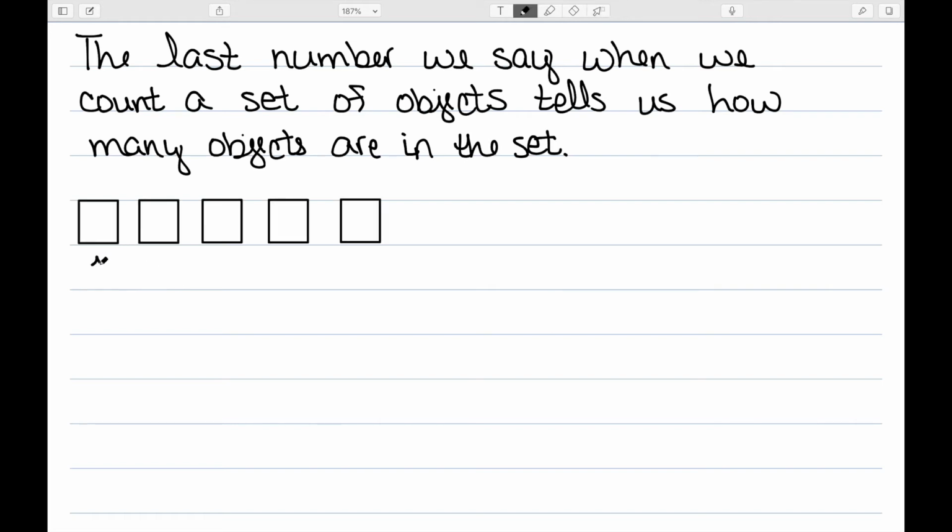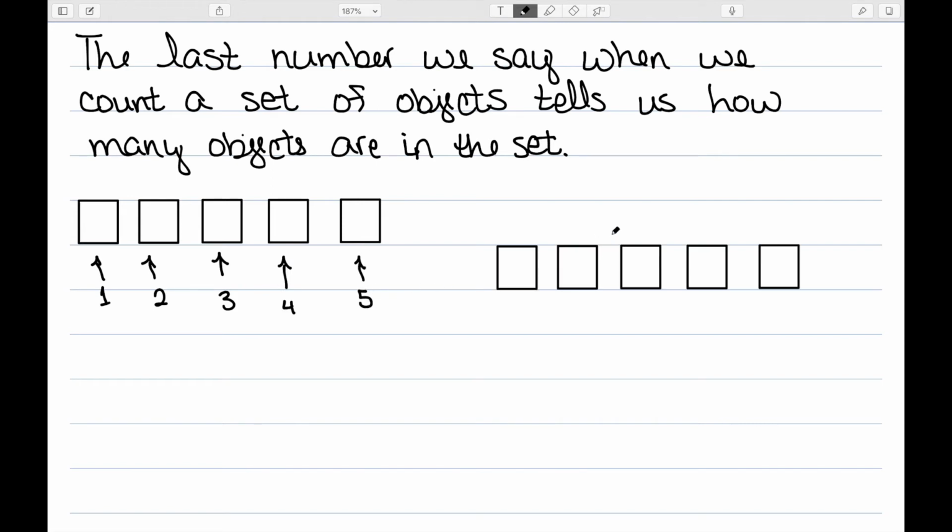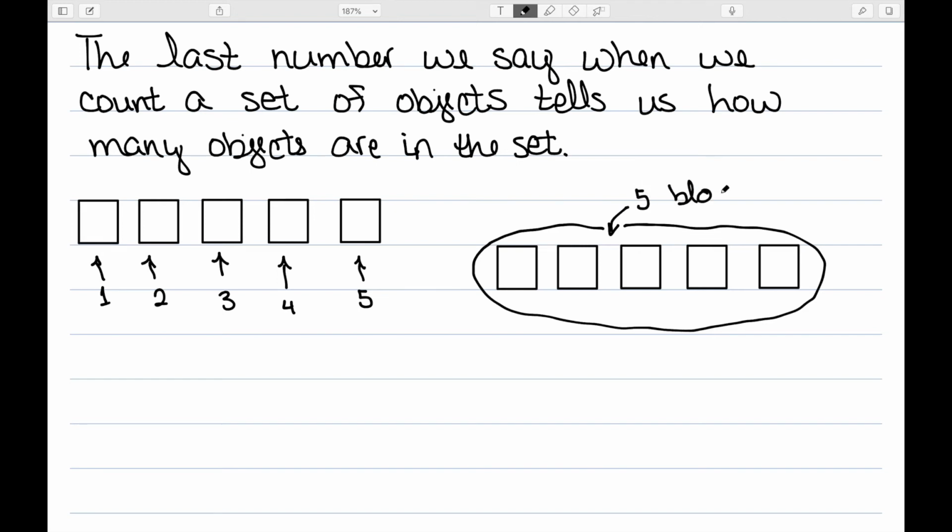So let's suppose we have our 5 blocks and we count them once again. 1, 2, 3, 4, 5. So now we can look at this as a set and say there are 5 blocks altogether, since 5 is the last number that we said. Like I said, this is something that seems extremely obvious as adults. But it does show us that the order of counting numbers is super important.